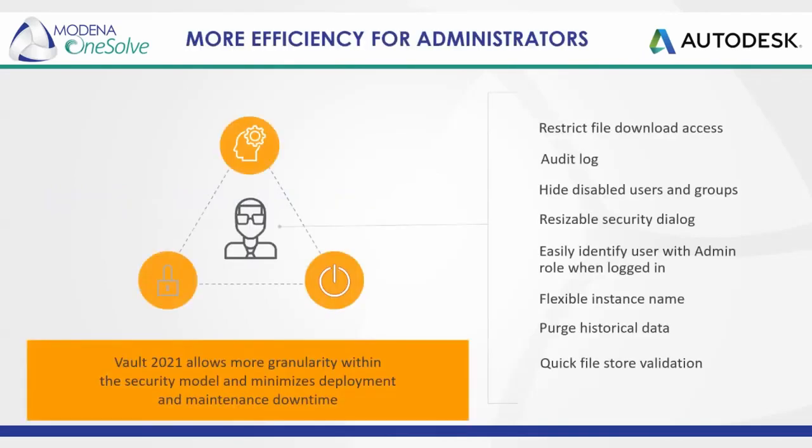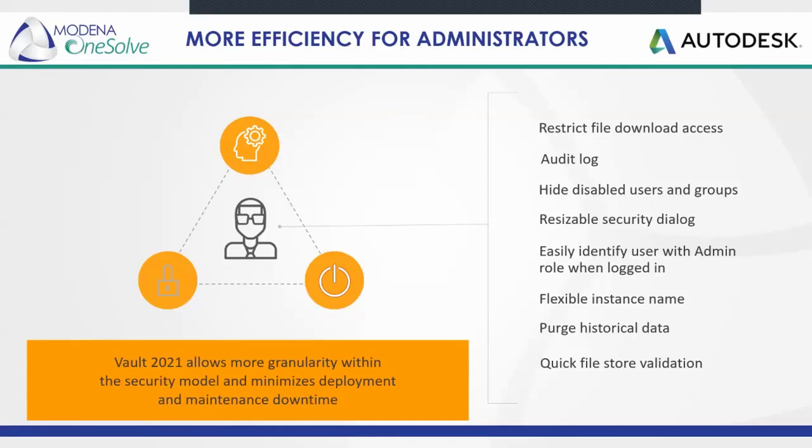Volt 2021 allows more granularity within the security model and minimizes deployment and maintenance downtime. A quick rundown on where we'll find these capabilities and efficiency for administrators is around restricting file download access, audit logs, hiding disabled users and groups, being able to resize security dialogues, easily identifying if a user is logged in with admin access or admin rights, and flexible instance name, which I'll touch on just now.